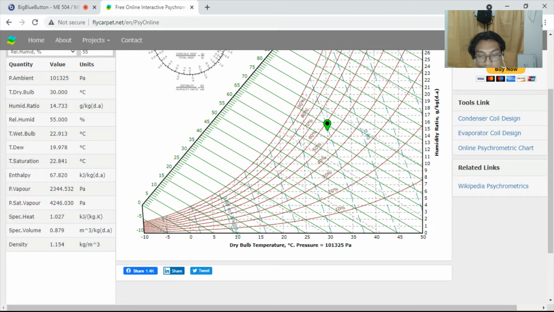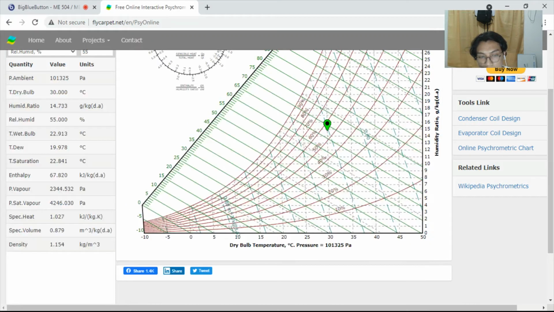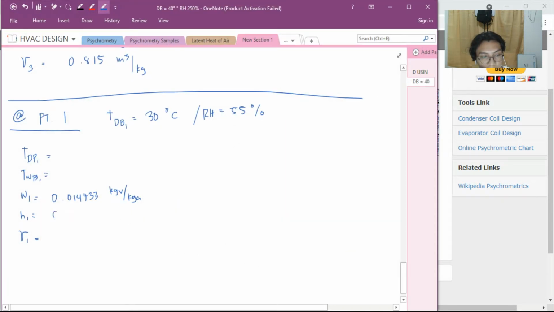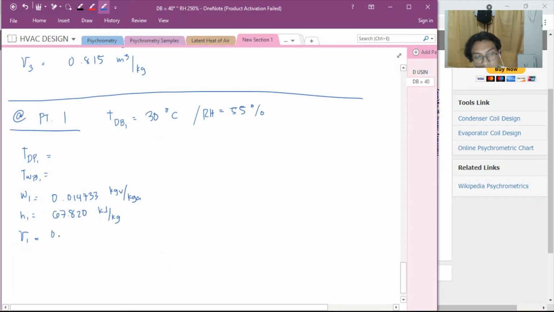30. Humidity ratio, 0.0014733 kilogram vapor per kilogram air. H1, ano yung H1 natin? H1 is 67.820 kilojoule per kilogram. Asan pa? Ayun, 0.879 meter cube per kilogram.